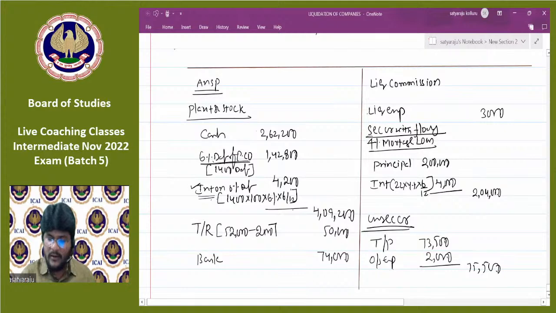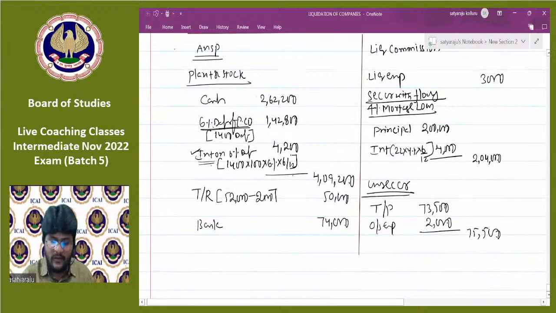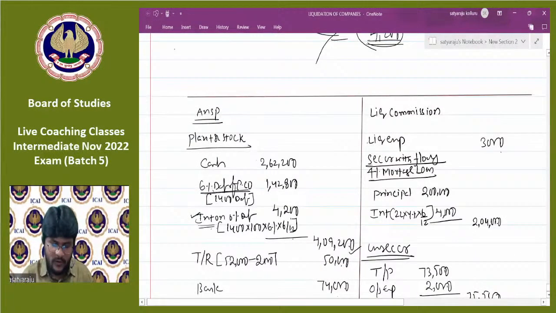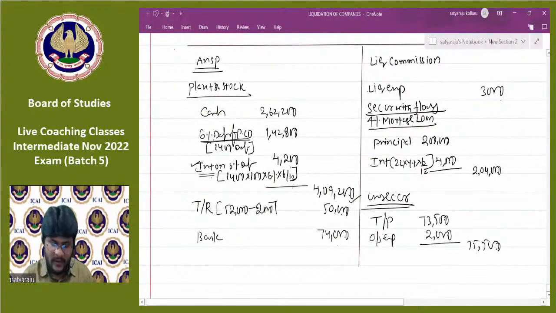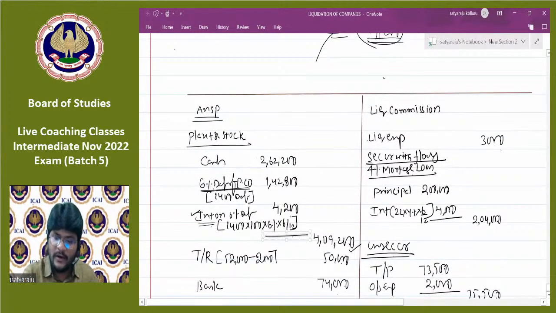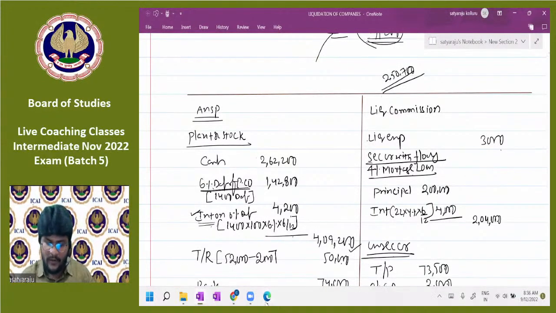75,500. First, let us check whether the cash is available. Just we are paying without checking anything. All of you, please check whether the cash is available or not. This is 4,09,200, right? 4,09,200 plus trade receivables 50,000 plus bank 74,000 minus liquidation expenses 3,000 minus mortgage loan along with interest 2,04,000 minus unsecured payments 75,500. So still with me 2,50,700. Please all of you concentrate.